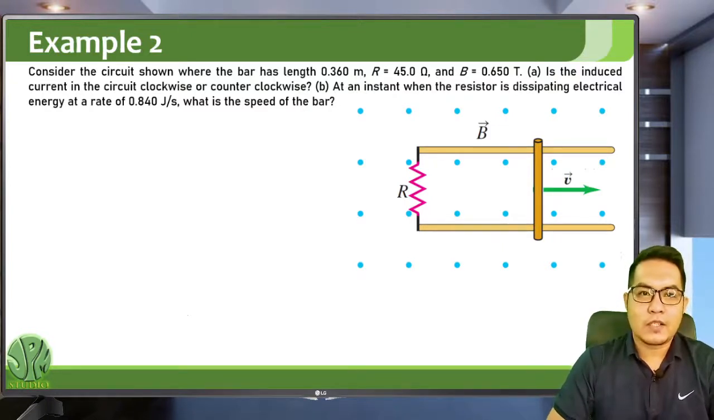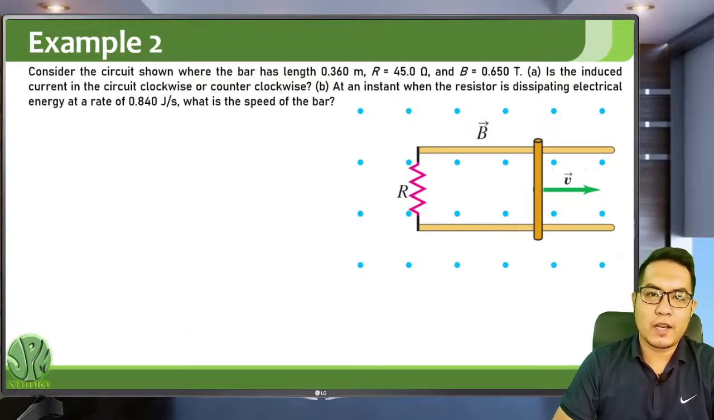Consider the circuit shown, where the bar has a length of 0.360 meters. The resistance is 45 ohms, and the magnetic field is 0.650 Tesla. First question: is the induced current in the circuit clockwise or counterclockwise?